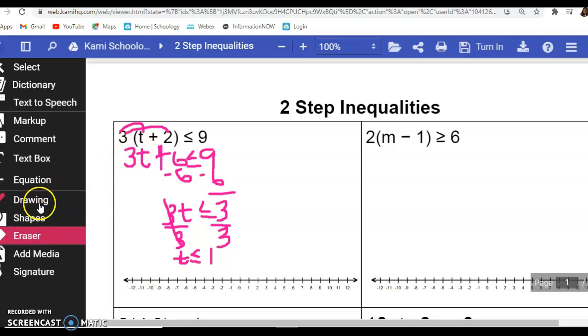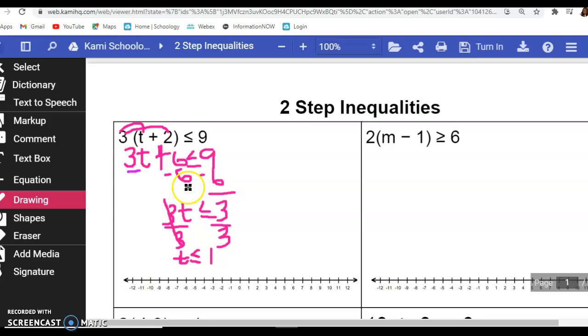So what I did here was distribute first. Okay, so that's just the extra step that they threw in for you. So we all know that 3 times t is 3t, and 3 times 2 is 6. And I just brought down the other side of the inequality, which is less than or equal to 9. And what I did next was subtract 6 from both sides, right? So we were left with 3t, which we already had, on this side.